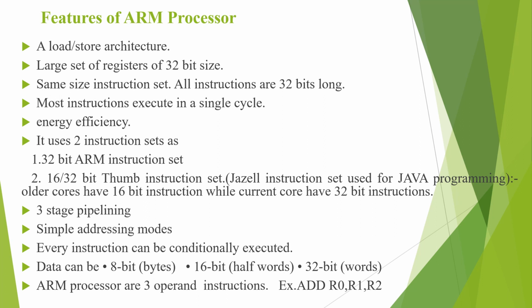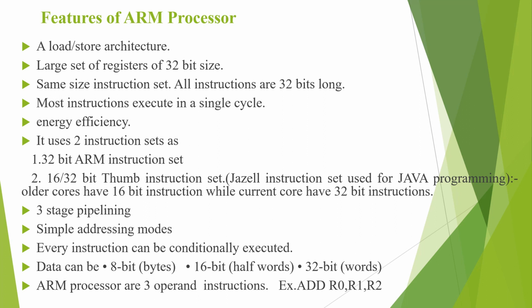They use two instruction sets. The first instruction set is 32-bit and is called the ARM instruction set, and the second instruction set is called the Thumb instruction set, which will be either 16-bit or 32-bit. Another example is the Jazelle instruction set, which is used for Java programming. Older cores have 16-bit instructions, while current cores all have 32-bit instructions.